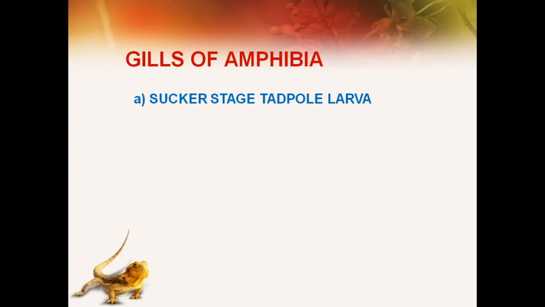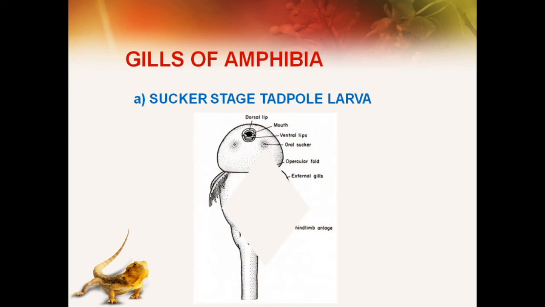First one is the sucker stage tadpole larva. It is a newly hatched larva emerged into water, bearing an adhesive structure on the ventral side for attachment to aquatic weeds, along with two pairs of external gills without gill filaments. These gills develop near the head. These are highly vascular and help in respiration. These are the two pairs of external gills present on the lateral sides of the head region. This is about the sucker stage tadpole larva.